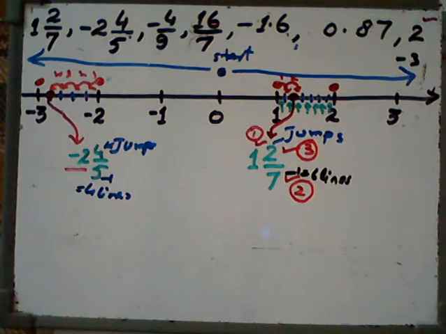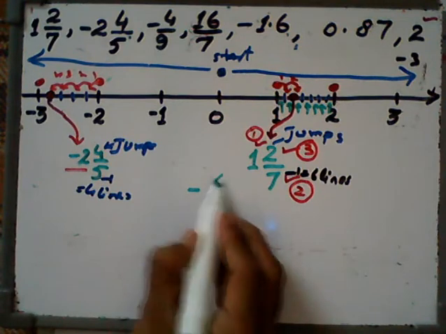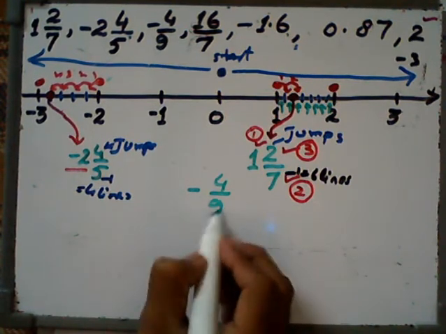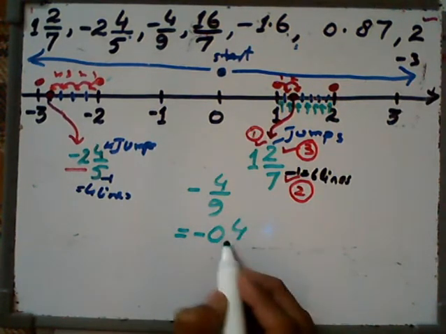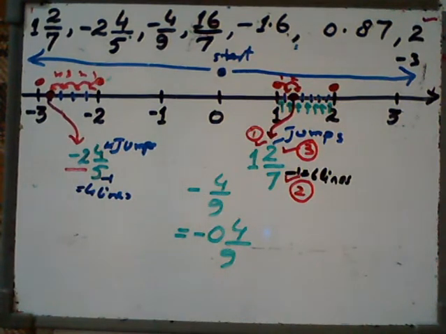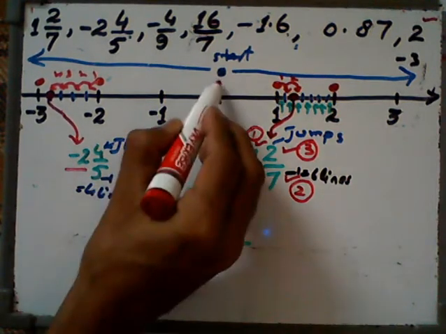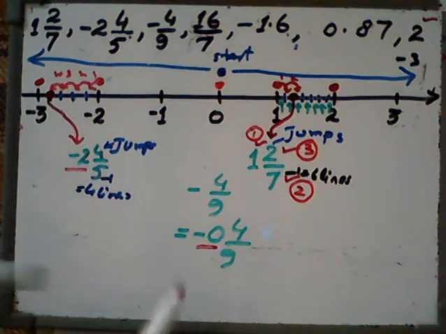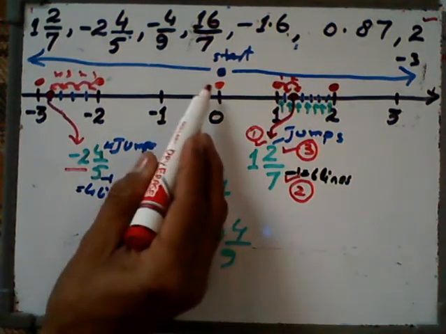Similarly, minus 4 by 9. Minus 4 by 9 has no whole number. So what does it mean? It means it has a whole number as 0. 0 whole 4 by 9. So if there is no whole number, we'll be considering 0 as the whole number. So our starting point is 0, and this negative sign shows that we are moving towards the negative side.